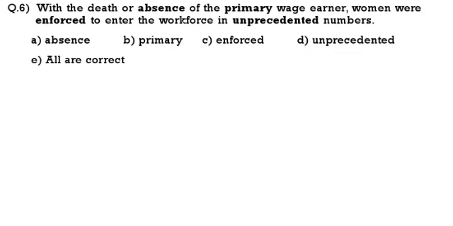Next. With the death or absence of the primary wage earner. So here there are 4 words. We have to identify which one is the error, that means a spelling error or an inappropriate word. With the death or absence of the primary wage earner, women were enforced is not correct. So here enforced is not correct. We should use the word forced. With the death or absence of the primary wage earner, that means a married woman, if her husband has expired, then it is obvious for the woman to work for their livelihood. So women were forced to enter the workforce, not enforced.